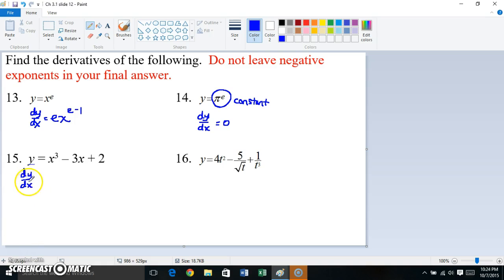All right. If we have the sum of 3 different functions, like x cubed, negative 3x, and 2, we just take the derivative of each piece. So the derivative of x cubed is 3x squared. The derivative of negative 3x is negative 3. The derivative of 2 is 0.